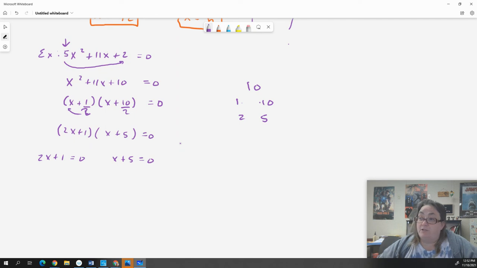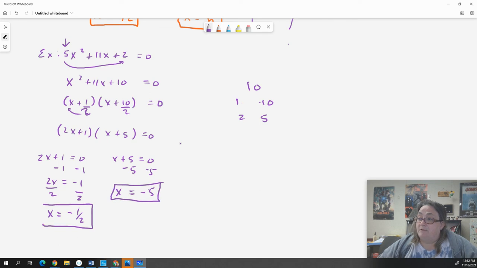And we're just going to start undoing everything being done to x. We're going to subtract 1, and we get 2x equals negative 1. We're going to divide by 2, and we get x equals negative 1/2. Here we're just going to subtract 5 from both sides, and we are going to get x equals negative 5. And bam, we found our solutions. So that is all there is to it.